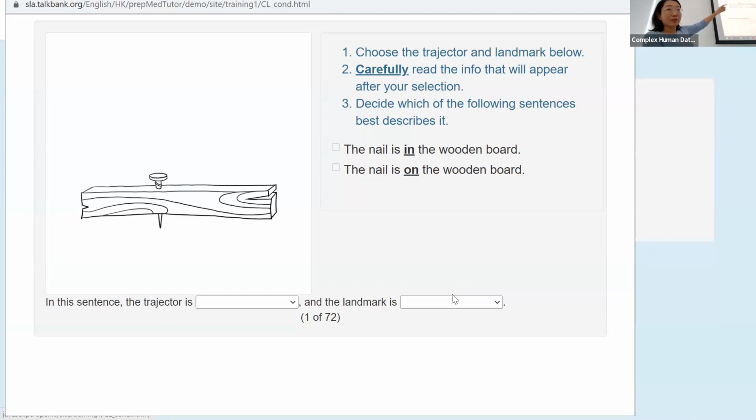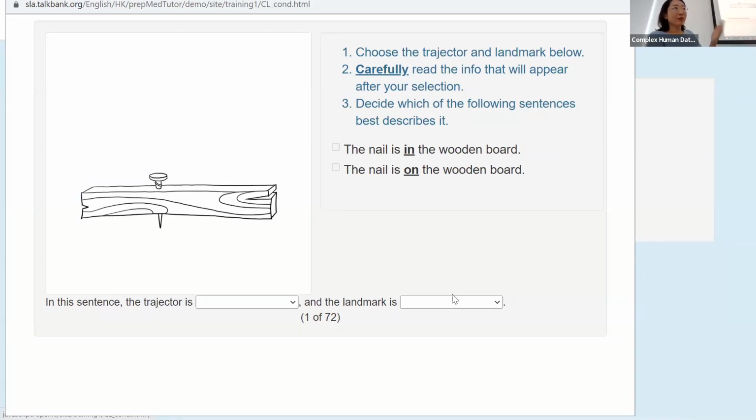So the two sentences only differ on the preposition, and they need to make the choice of which sentence fits the picture. So the picture sets the semantic context for the target sentence. And in the first version of the tutor that I designed, they make the choice out of the two sentences, and they get immediate feedback.